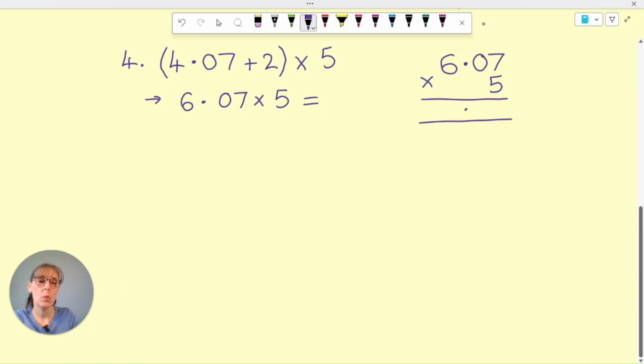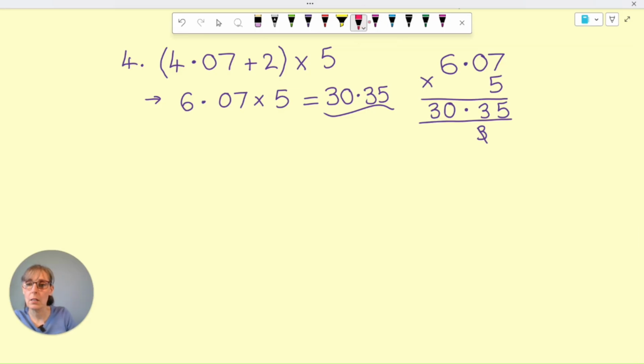I'm going to put the decimal point in. 5 times 7 is 35. 5 times 0, there's no 5 zeros, that's 0, plus 3 is 3, and 5 sixes are 30. So I think that answer is 30.35. Yes, and then we've got one more.